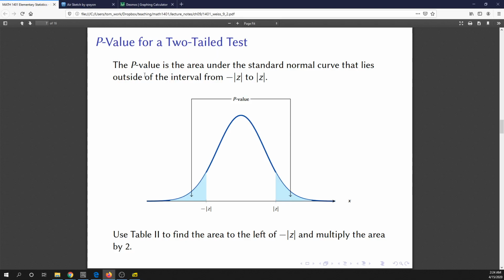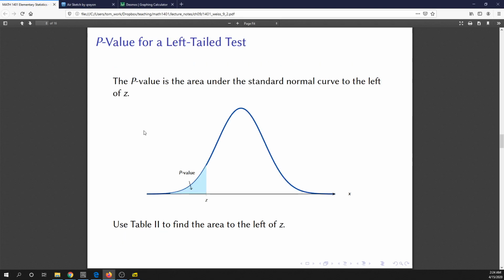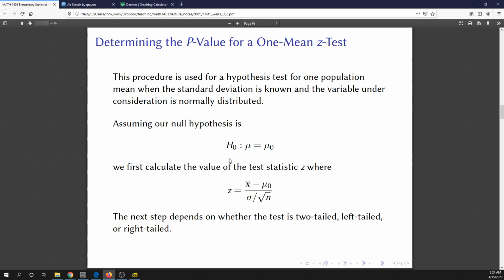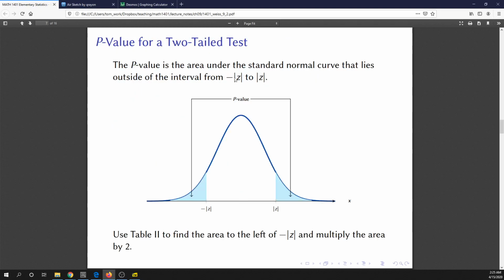Okay, so the p-value is the area under the standard normal curve that lies outside of the interval from minus the absolute value of z to the positive absolute value of z. So that might look a little strange at first, but it's nothing to be worried about, because when you calculate the test statistic z, that z could be a positive number, it could be a negative number, okay?